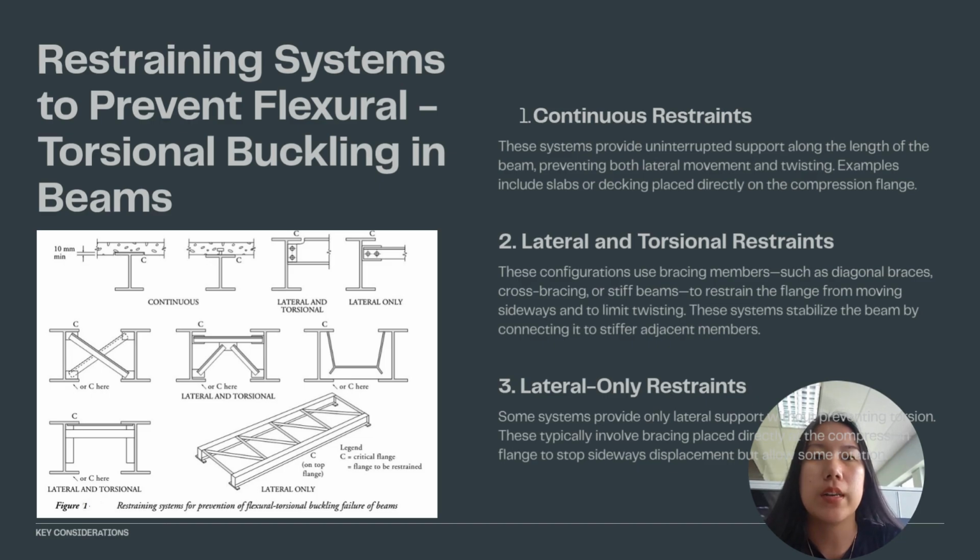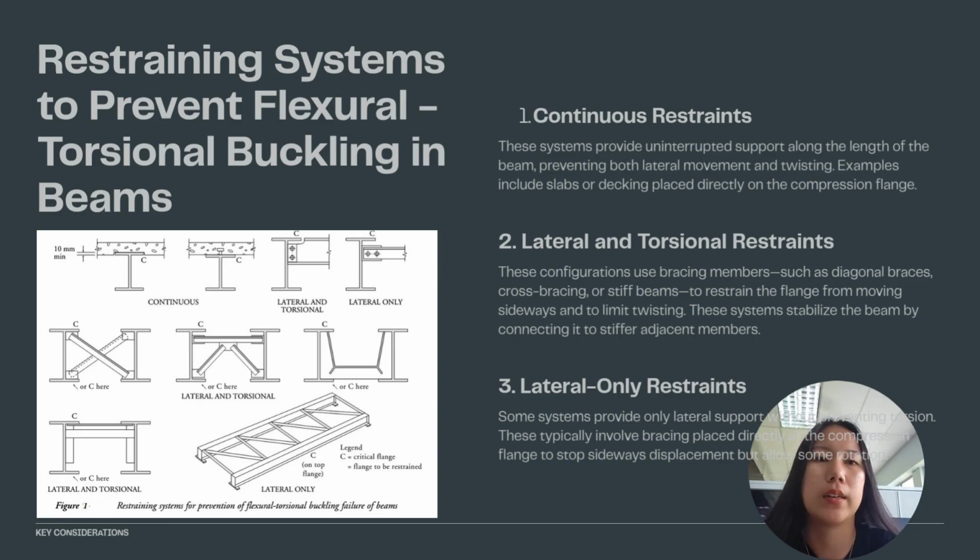The first one is continuous restraint. This system provides uninterrupted support along the length of the beam, preventing both lateral movement and twisting. Examples include a slab or decking placed directly on the compression flange.